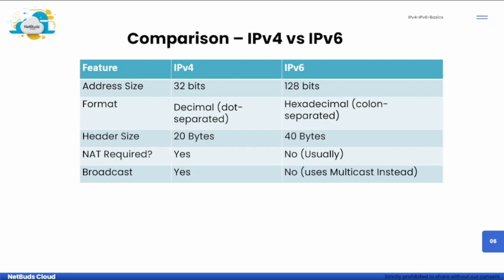NAT requirement. Yes, for IPv4. As we know, IPv4 has a limited number of IP addresses. To route the traffic over the internet, we require network address translation, and in IPv6 we do not require network address translation, as each IPv6 address is routable over the internet. Broadcast. In IPv4, broadcast is allowed, and in IPv6, broadcast is replaced by multicast.